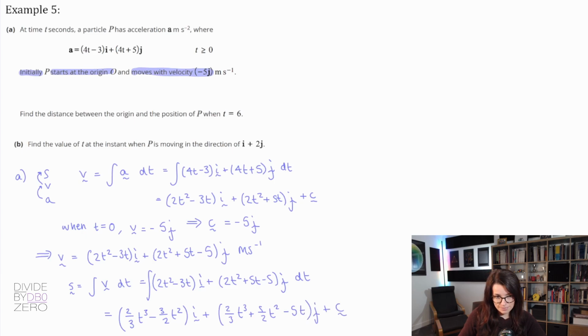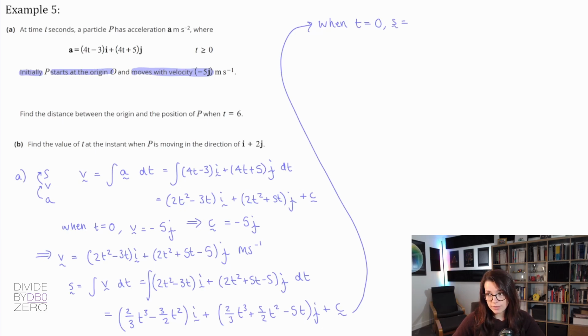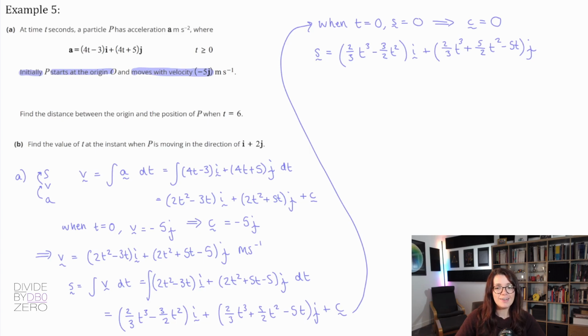Again, a plus c. Let's find this c value because we know that when t equals 0, the particle is at the origin, so displacement is also 0. Therefore, if you sub both of those in, c ends up being 0 this time. Now we know our full displacement equation is going to be this. Now we can look to finally answer the question, so find the distance between the origin and the position of P when t equals 6. All we need to do is sub in t equals 6 into that equation up there. So replace all the t's here with 6. And when you do that, you get s equals 90i plus 204j.